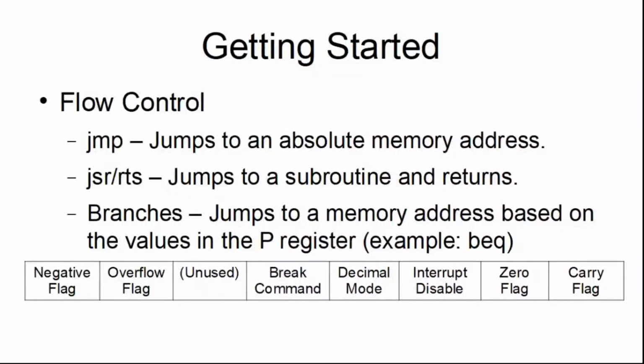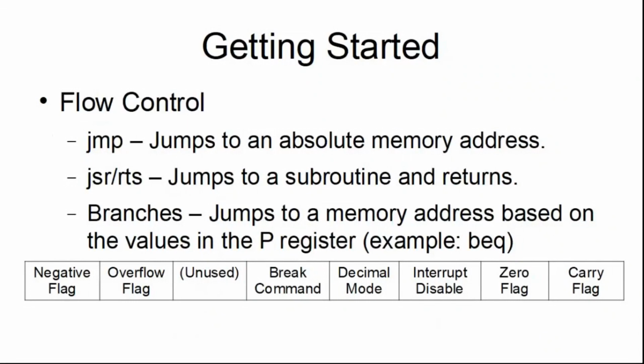The last one in flow control is called branches. Branches let you jump to a different memory address conditionally. And the condition is based off the value of the bits stored in the P register. Now, if you remember earlier, the P register is commonly referred to as the processor state. The processor state changes based on the result of the last instruction that was just executed. So down below, I've indicated each bit of the P register. The P register is just 1 byte.